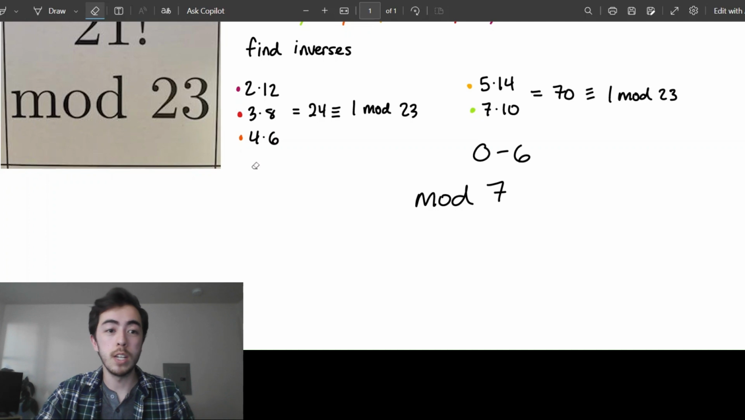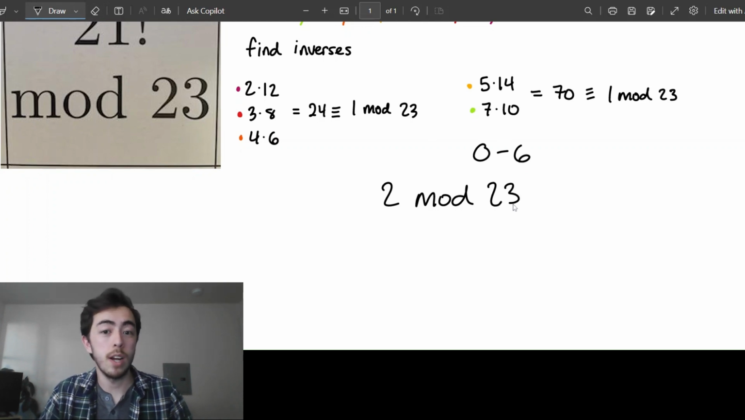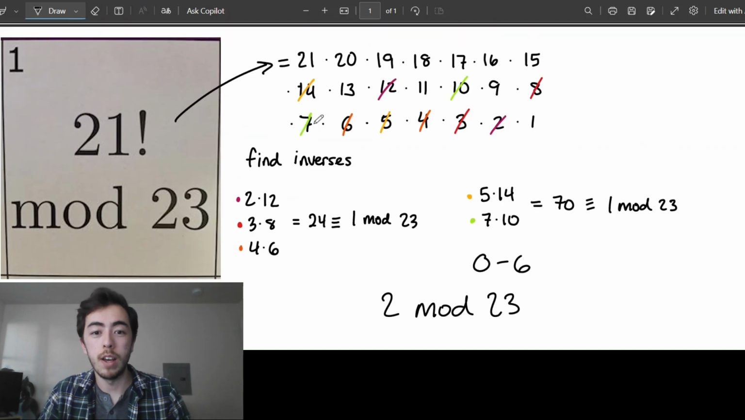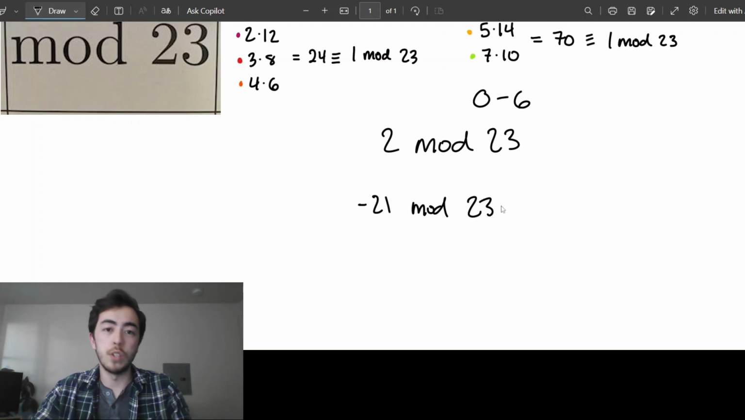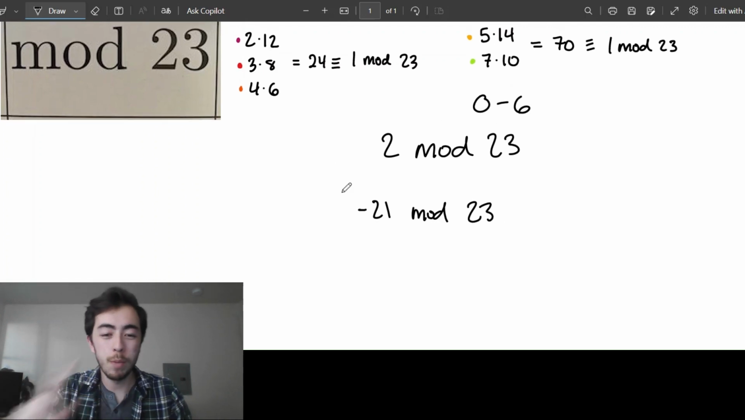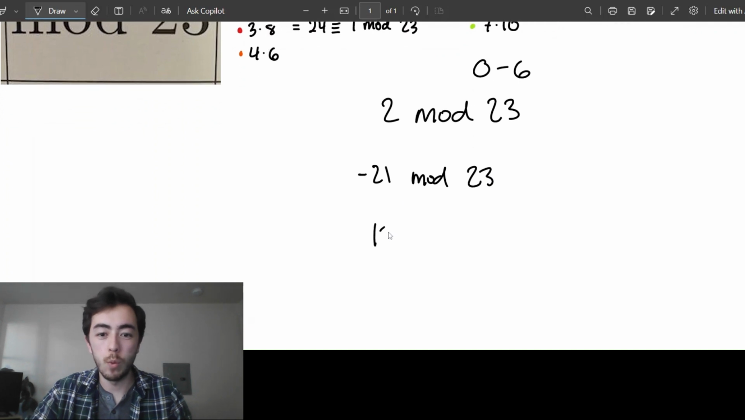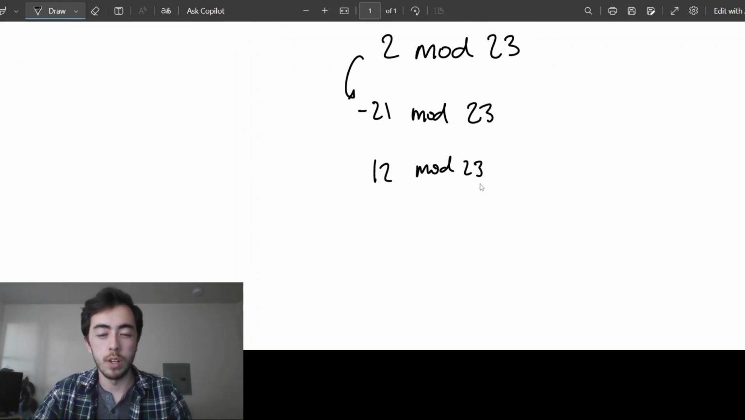Importantly, though, we could take numbers that we do have, say maybe 2 mod 23, and we could subtract them and maybe find other representations of this number. So if I subtract a 23 from this, I'm going to get -21 mod 23. And this is just the same as 2. But hear me out. If I try doing the same thing with 12 mod 23, and I subtract a 23 from this, I'm going to get -11 mod 23.